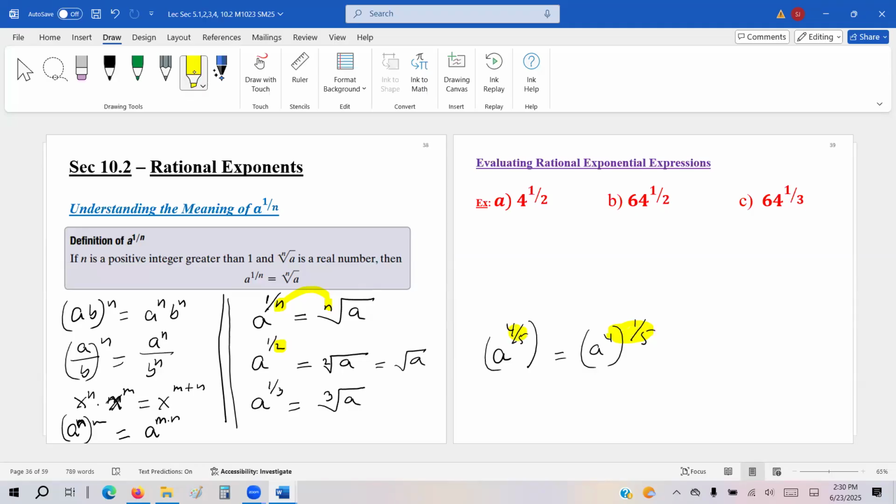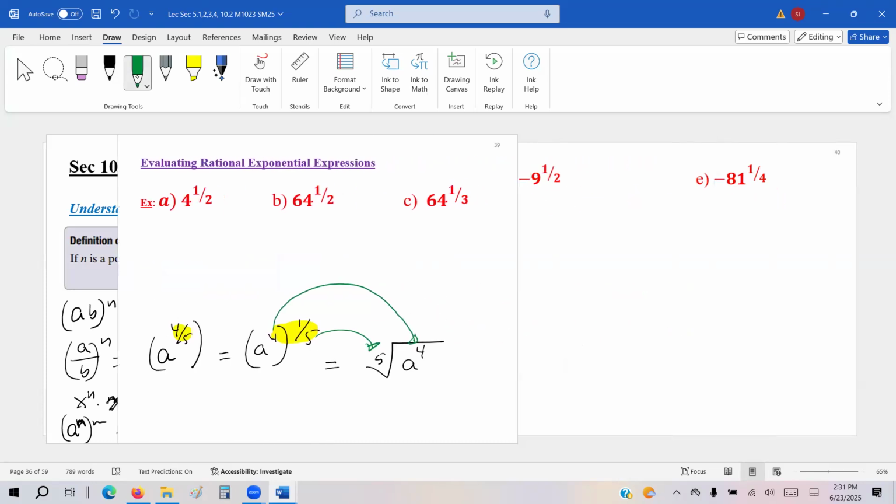But what is the 1/5 power? What does that mean? It's the 5th root of whatever you have in your base. In our base, we have a to the 4. So if you have a number on the numerator and a number on the denominator, the denominator is the radical index and the numerator is the whole number power. So the denominator always goes inside the radical symbol, and whatever you have on the numerator is the whole number power that goes inside the radical.